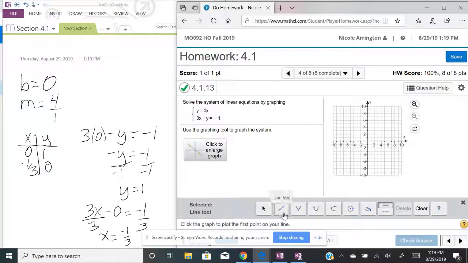Let's take a look. All right. So the first one, I'm going to start at 0, 0, and then I'm going to go up 4 over 1, because that's in slope-intercept form. The second one, I can start at the point 0, 1, and then I want to go to -1/3, 0, but my graph doesn't allow me to do that. So I need to figure out another point.